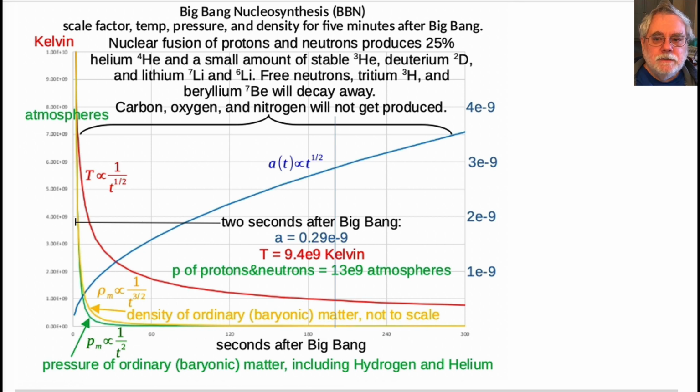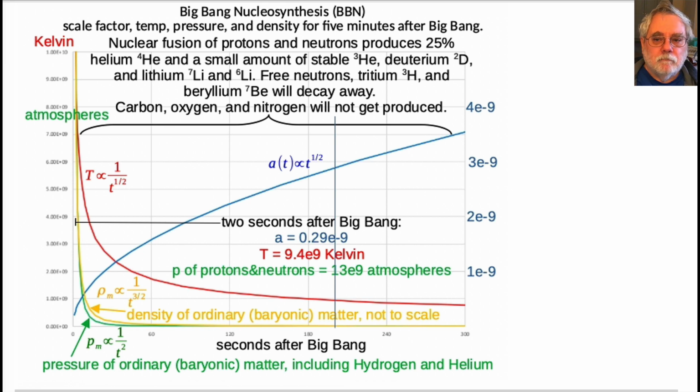The radiation energy density and radiation pressure were much higher than at the core of the Sun. I did not put the radiation energy density and radiation pressure on this graph. Background neutrinos played no role in the next few minutes of the universe. Dark matter was 84% of total matter, as it is today, but dark matter played no role in the next few minutes of the universe.